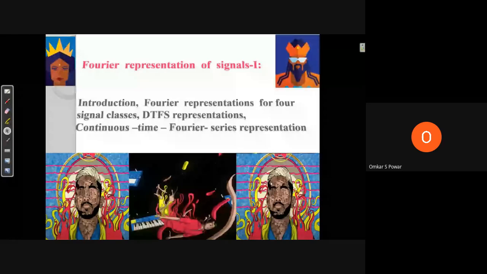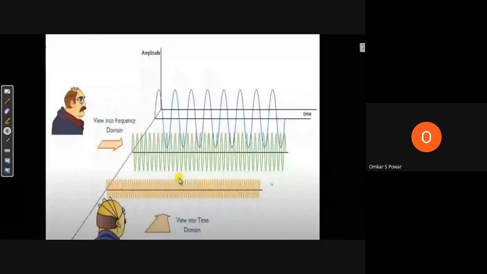Okay, so what are the things you learn in this Fourier representation of the signal? First will be introduction, then Fourier representation for 4 signal classes, then discrete time Fourier series representation, then continuous time Fourier series representation.